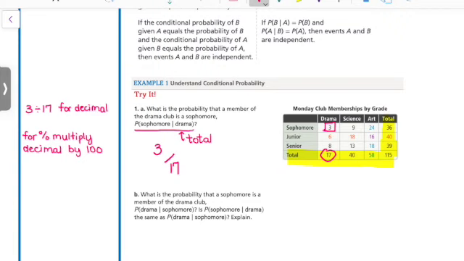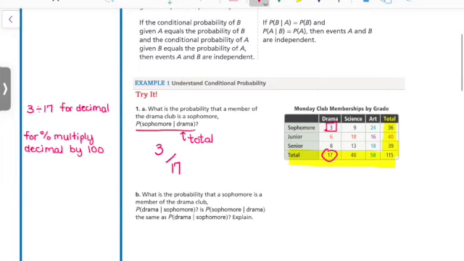All right, let's look at what B says. It says, what is the probability that a sophomore is a member of the drama club, if we have probability of drama given sophomore? So this time we're given the sophomore, and we want to know how many is drama. Well, there are 36 total sophomores, and of those, 3 of them are in drama.